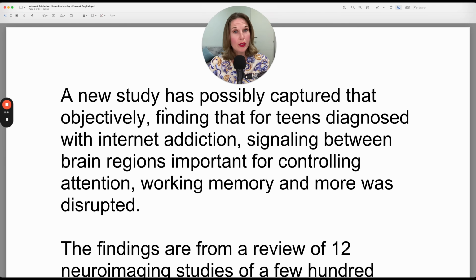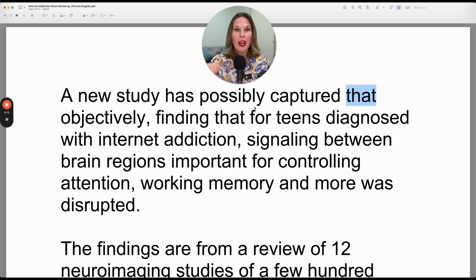Now let's continue with our lesson. A new study has possibly captured that objectively. So here, that, what does that represent? Has possibly captured that. That being the fact that teenagers are addicted to social media and have problems paying attention to their homework. All of what we previously discussed is summarized as that.